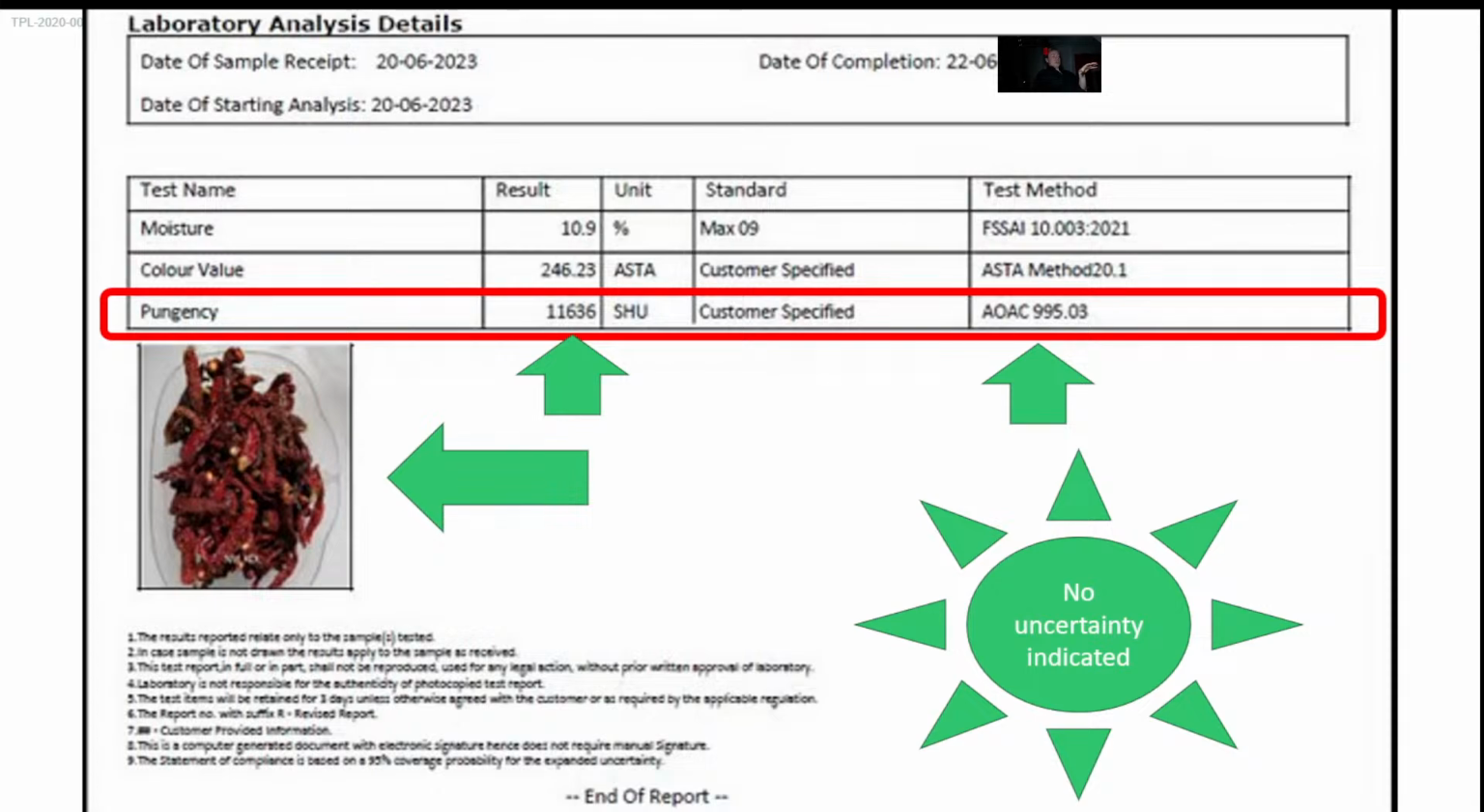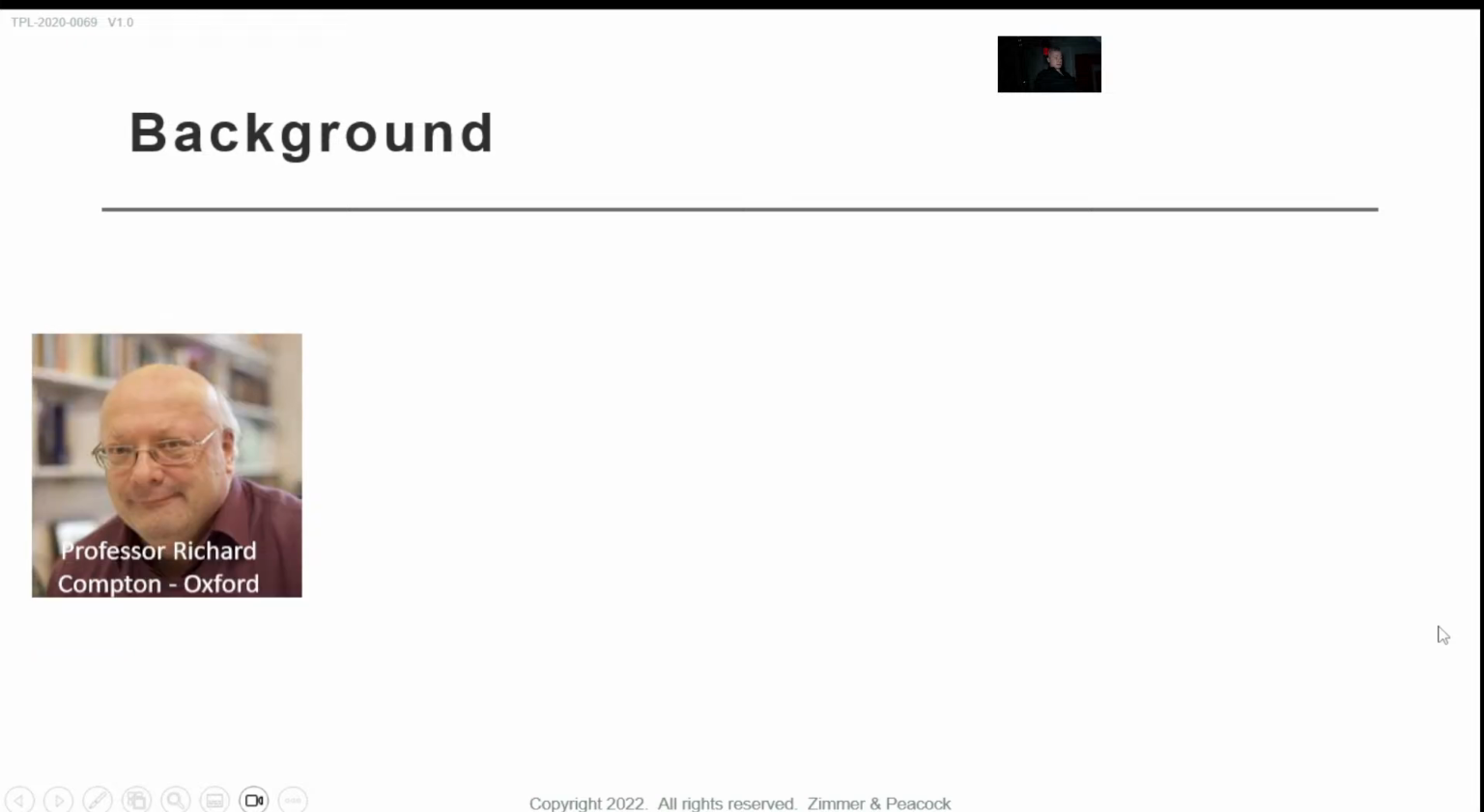So my point here is that HPLC results are a multi-step process. Each step in that process will have an error associated with it. And so when you get this absolute value like 11,636, you should actually have an error associated with it, but there's no indication of error. So people take it as absolute, the truth.